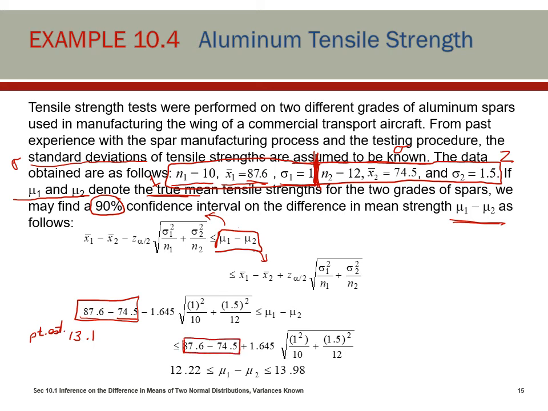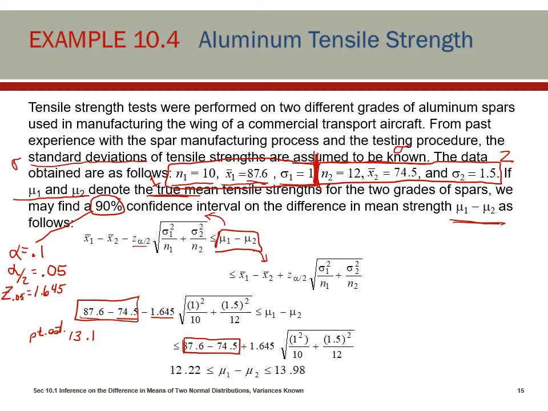Then we're going to add and subtract to that our critical value. If we're looking for a 90% confidence interval, then that means alpha is equal to 0.1. Alpha divided in half for a two-sided test is 0.05, which is 0.1 divided in half. And z of 0.05 is equal to 1.645. So that gives us our critical value right here, z alpha divided in half.